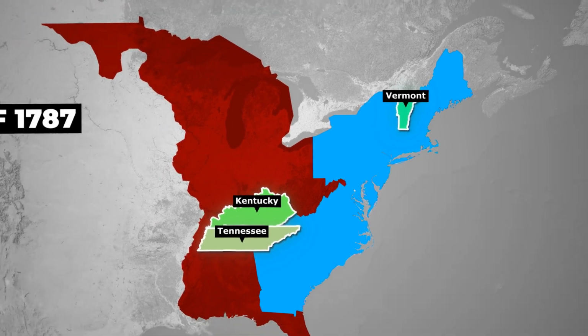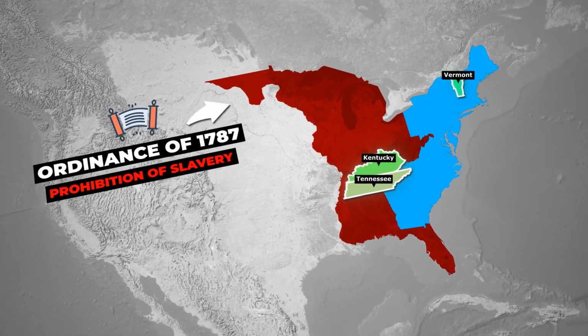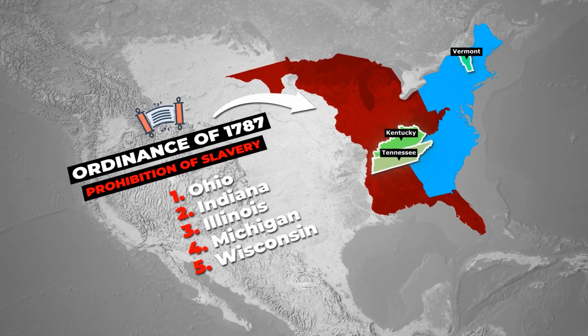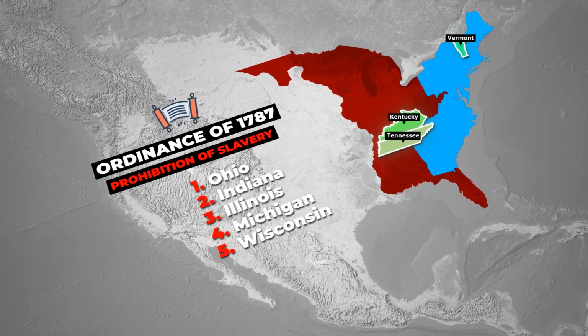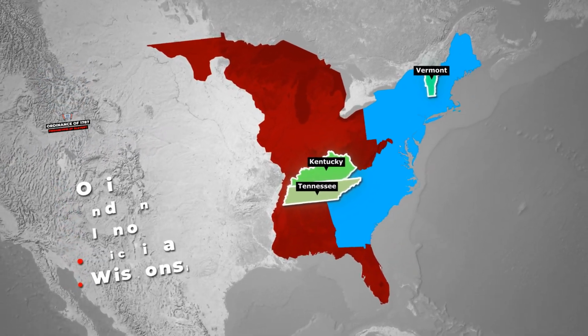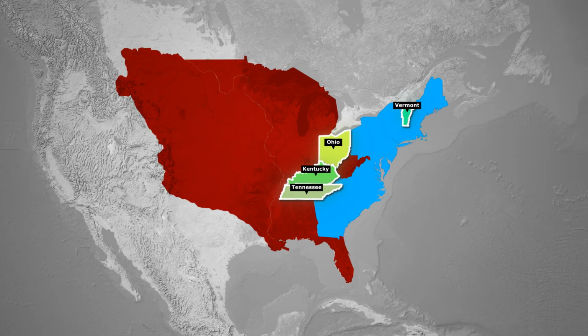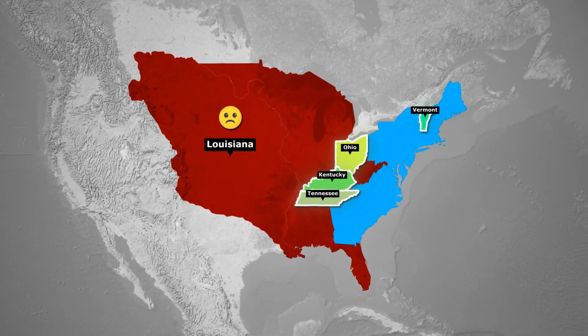The Northwest Ordinance of 1787 was significant for its prohibition of slavery in the Northwest Territory, which included future states like Ohio, Indiana, Illinois, Michigan, and Wisconsin. This set a precedent for the admission of free states in the northern part of the country, starting with Ohio in 1803. However, the admission of Louisiana as a slave state in 1812 highlighted the growing sectional divide.